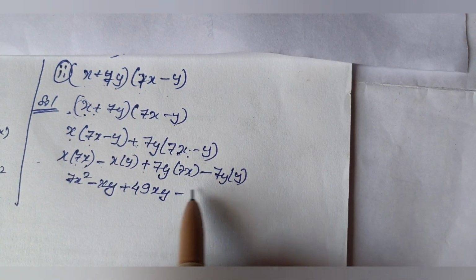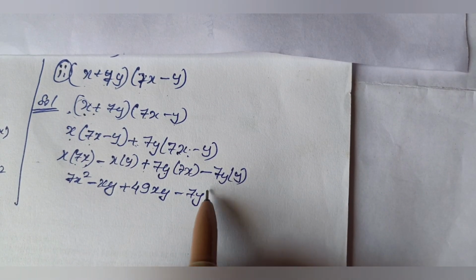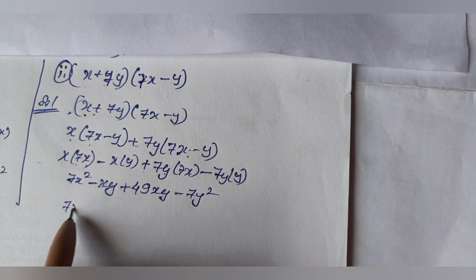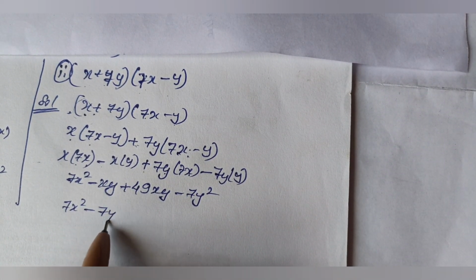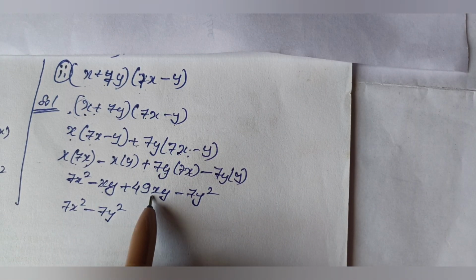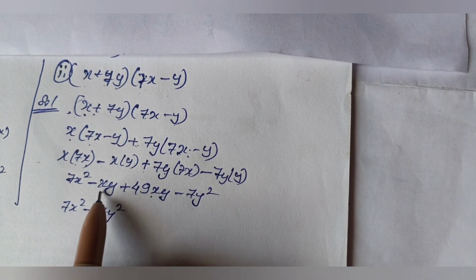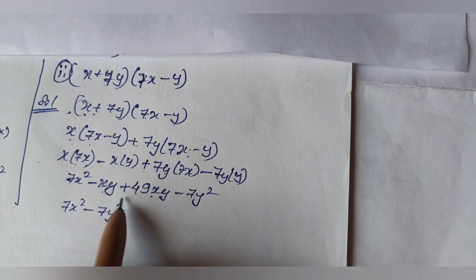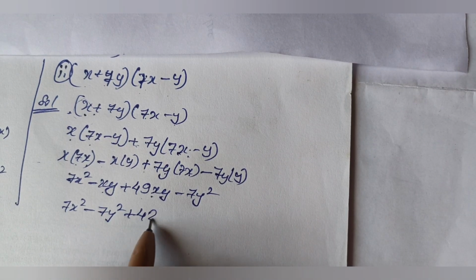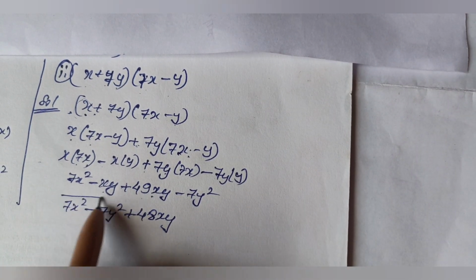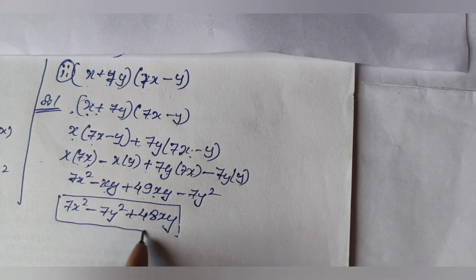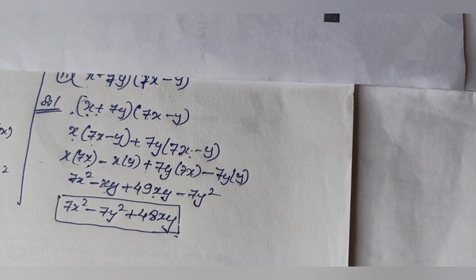So here minus 7 into 1 is 7, y into y is y square. So we can write it as 7x square minus 7y square. Here minus xy plus 49xy. So when we subtract 1xy from 49xy, we get plus 48xy. This is the answer.